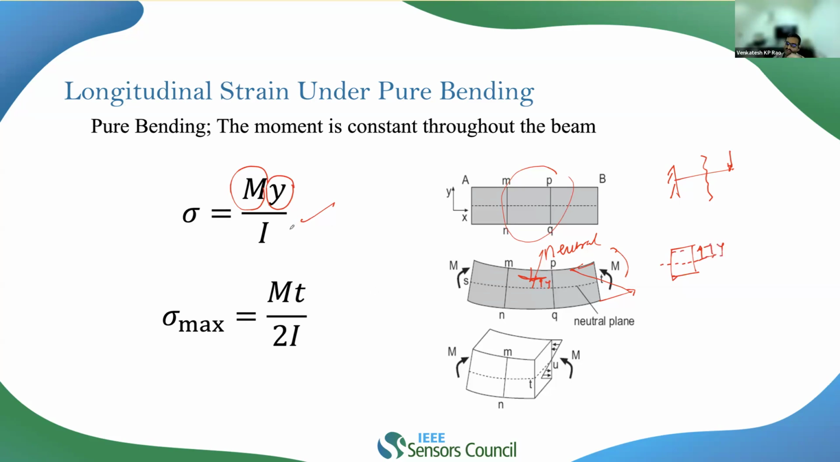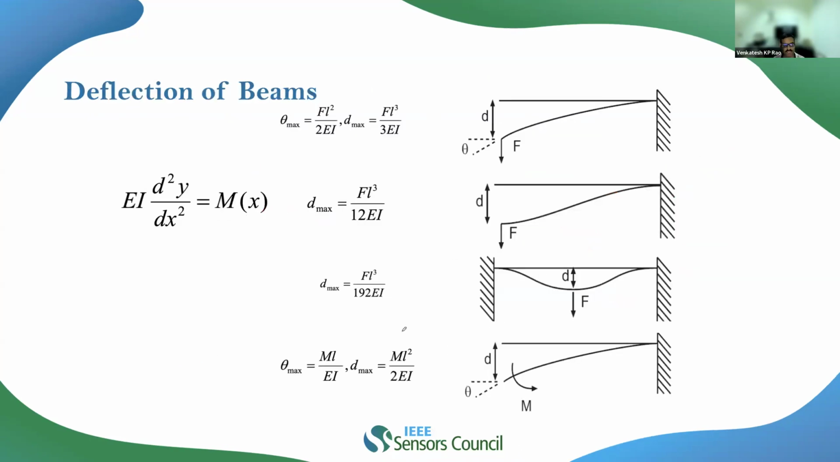So y is the distance above the neutral fiber and I is the moment of inertia. We can see that if I take the top fiber or the bottom fiber, since t is the thickness, then t by 2 is the distance above the neutral fiber. So that's how we can see that the maximum stress induced will be Mt by 2I.